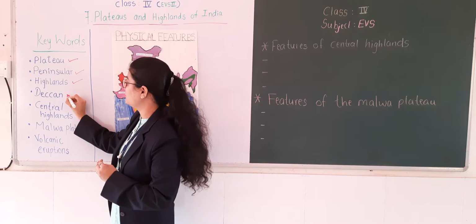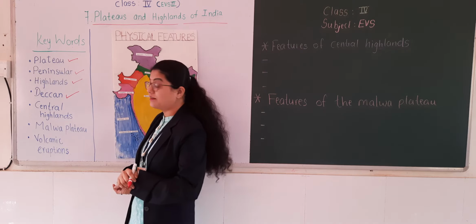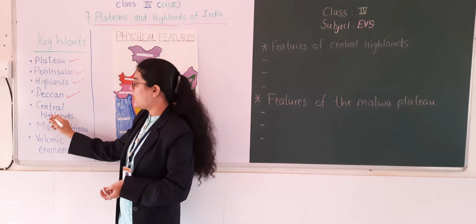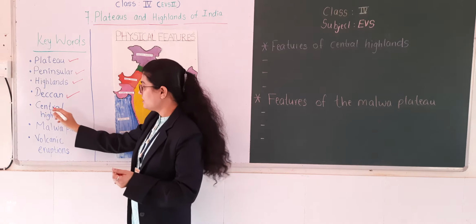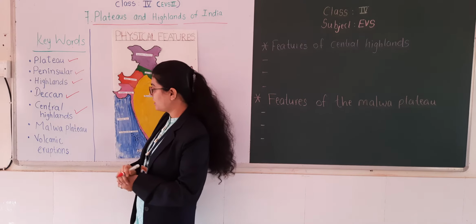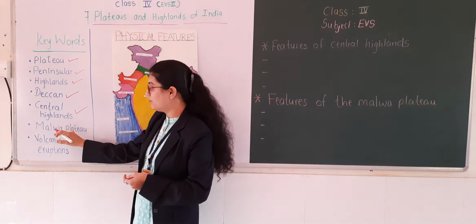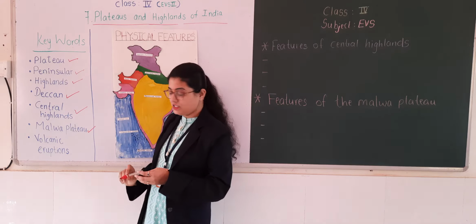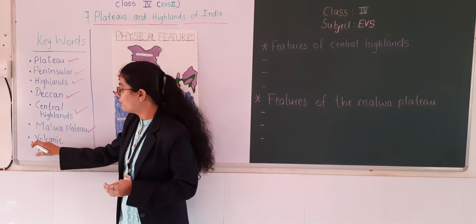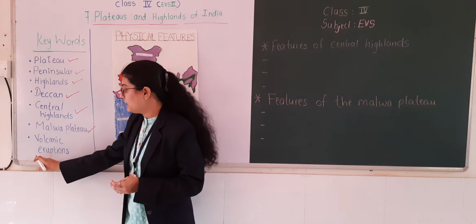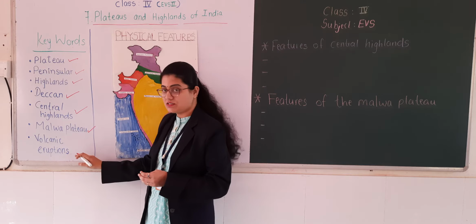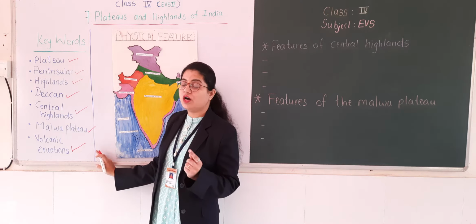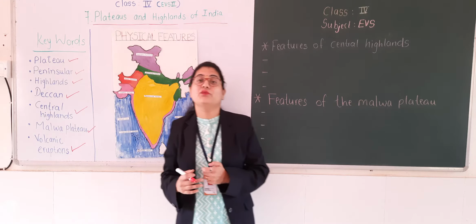Then we have Deccan plateau, D-E-C-C-A-N, Deccan plateau. The next word is central highlands, C-E-N-T-R-A-L, central, H-I-G-H-L-A-N-D-S, central highlands. The next word is Malwa plateau, M-A-L-W-A, plateau. Then the next word is volcanic eruptions, V-O-L-C-A-N-I-C, E-R-U-P-T-I-O-N-S, volcanic eruptions. I hope you have written these keywords in your notebook. Okay students, let us start with the lesson.